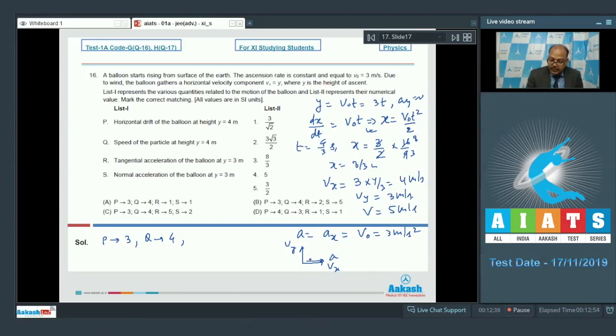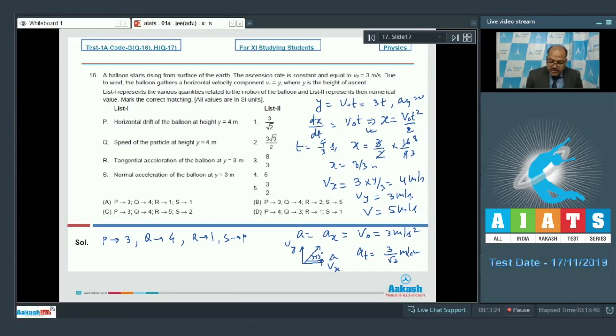The component of acceleration parallel to velocity. So this angle will be 45 degree, the angle the resultant velocity makes. So tangential acceleration is a cos 45 degree. That means tangential acceleration is 3 by root 2 meter per second square, which means R matches with 1, and the normal acceleration will be again a sin 45 degree, which is same as 3 by root 2. So S also matches with 1.